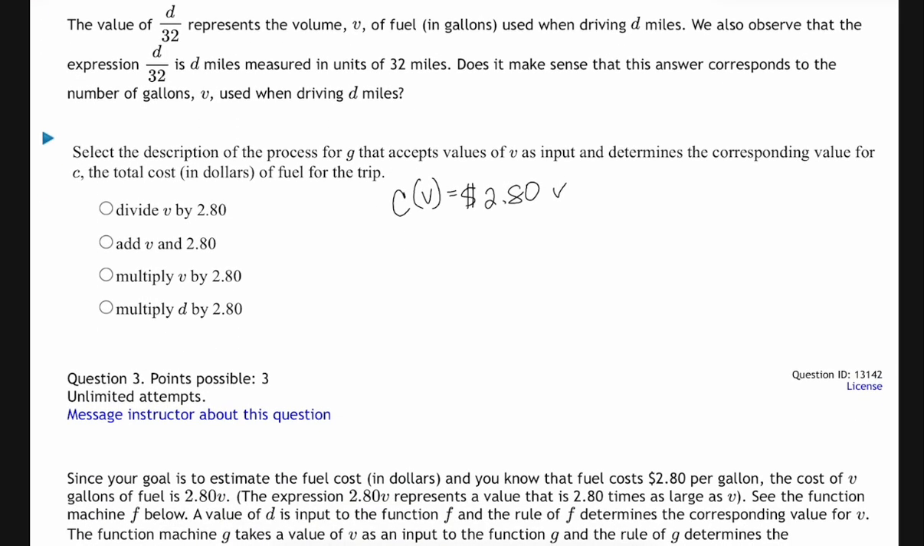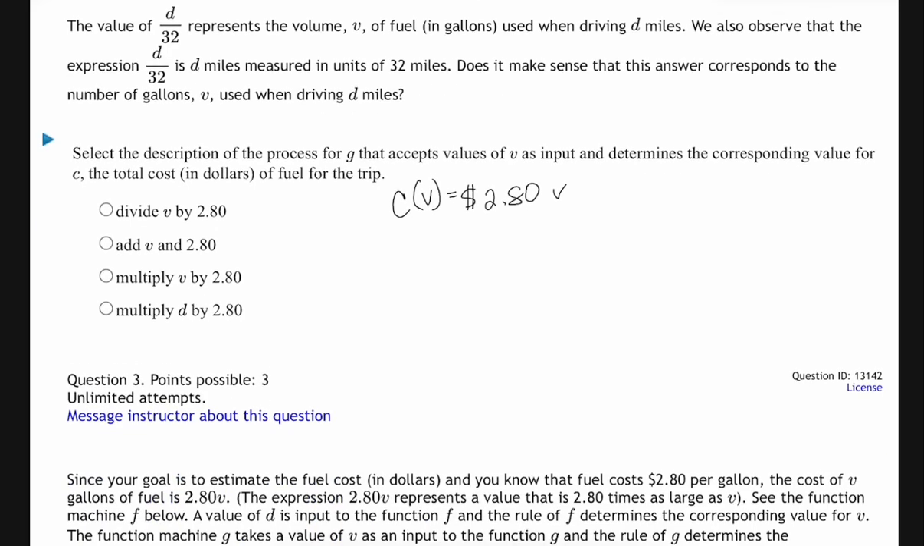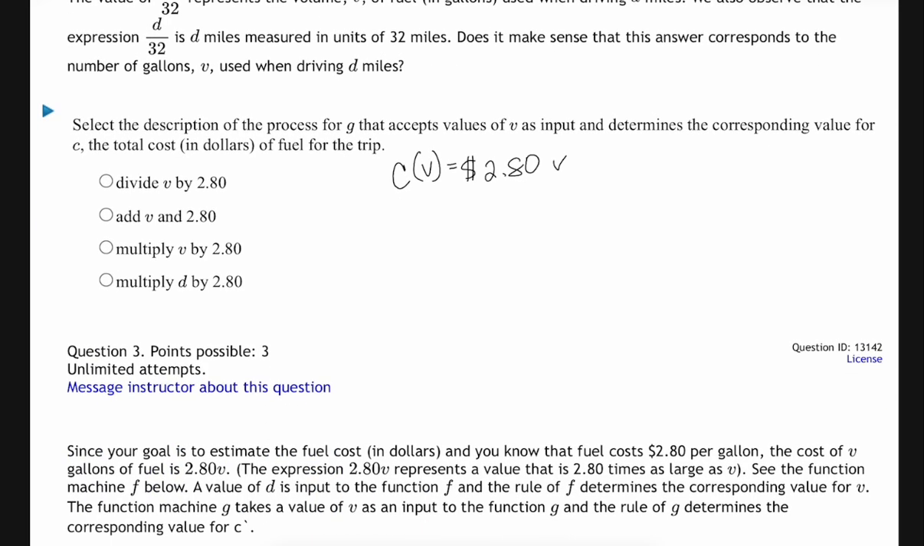And then for this next one, they said, if we know how many gallons we're using, so I think they used V for volume, I don't know. If we know how many gallons we're using, every gallon of gas costs 2.80. So the cost would be to multiply the gallons, or the volume, by 2.80. So I think that's where that came from.